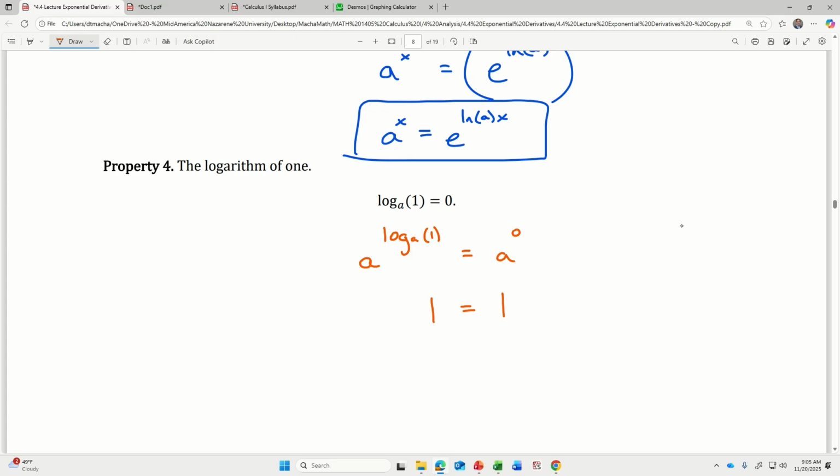Really, the proof should start off with saying, everybody, let's agree that 1 is equal to 1. And if I want to, 1 is the same thing as a raised to the power logarithm base a of 1. And if I want to, 1 is the same thing as a to the 0. And since they have the same base, then to be truly equal to each other, the exponents have to be equal as well. And so that's how we end up with this identity.